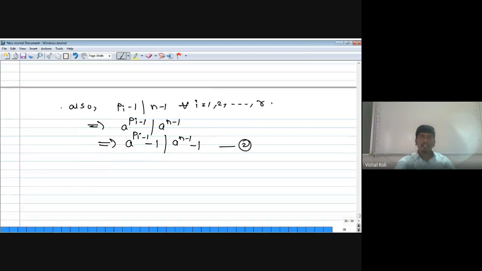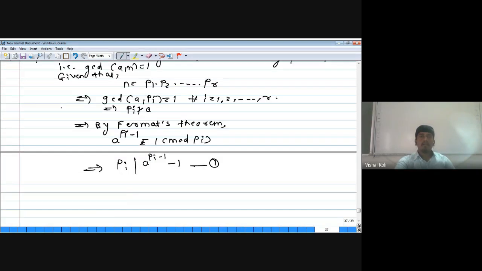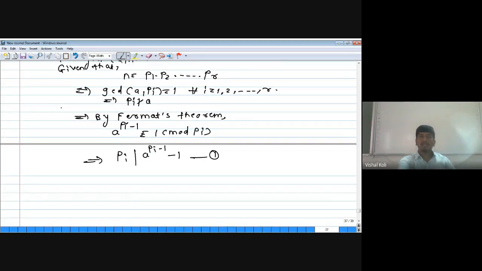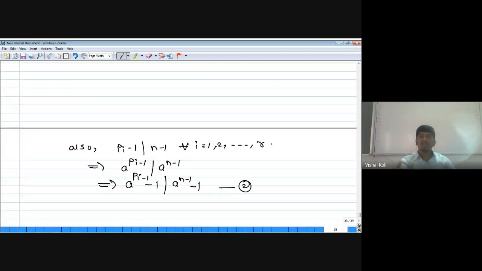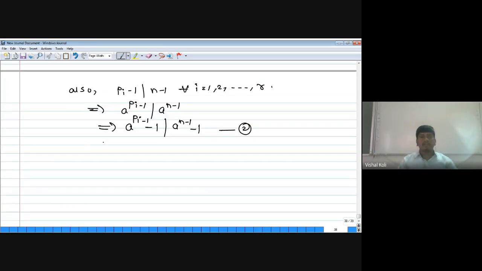Okay, so here p_i divides a to the power p_i minus 1 minus 1, and a to the power p_i minus 1 minus 1 divides a to the power n minus 1 minus 1. That is, a divides b and b divides c, which implies a divides c. Therefore, from 1 and 2, p_i divides a to the power n minus 1 minus 1.